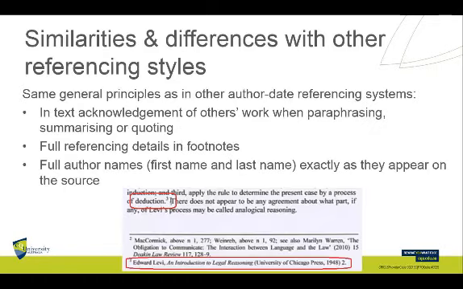So some similarities and differences. The same general principles apply in AGLC as other author date systems of referencing. So generally in the text, whenever we paraphrase, summarize or quote, we show where we're referring to the work of others in the text. We give full bibliographic details in footnotes, and although the bibliography is optional, most lecturers will require that all entries are given in a full bibliography at the end.